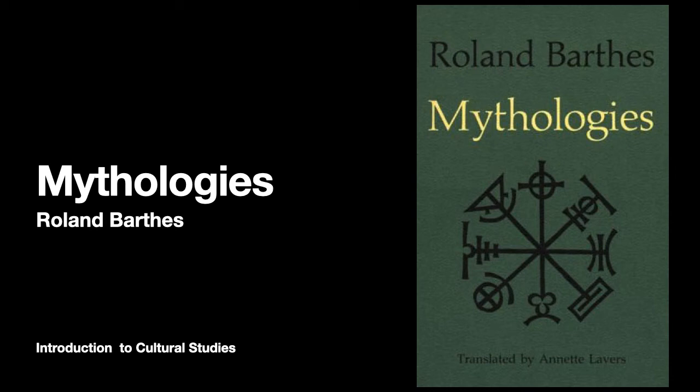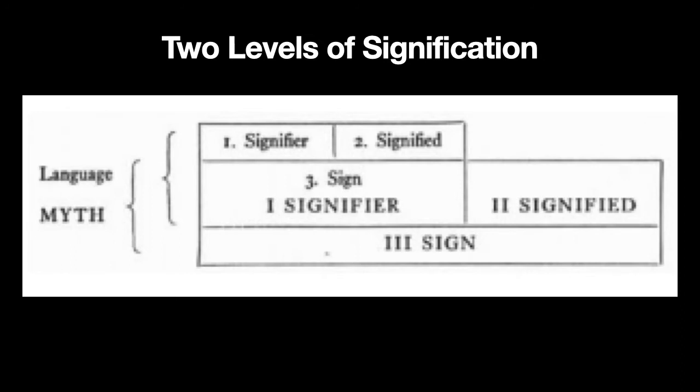Hello, welcome to the second video lesson on Roland Barthes' theorization of mythologies, mostly based on the essay Myth Today from his book, also titled Mythologies. In the previous video, we talked about how myth is a second order signifier. If you analyze any myth, you will find two levels of signification. The first order of signification is that of language, and the second order is that of myth.